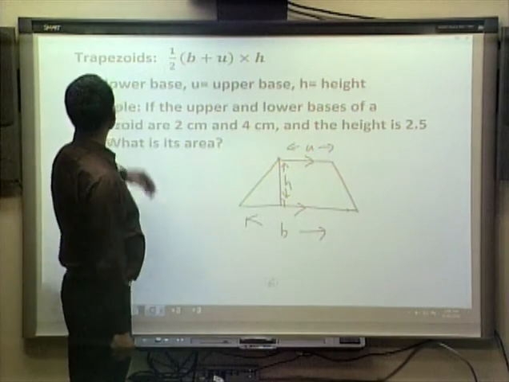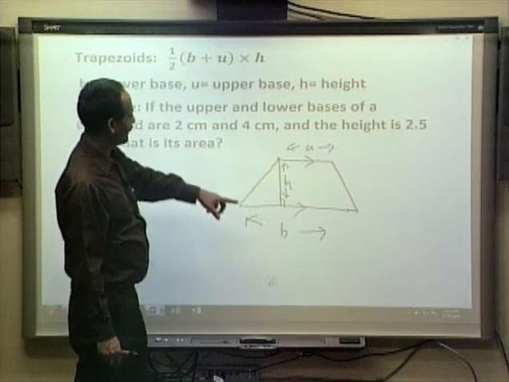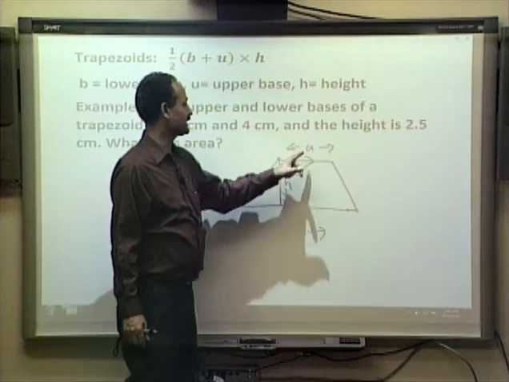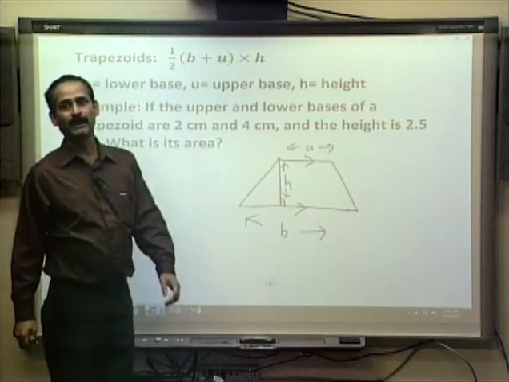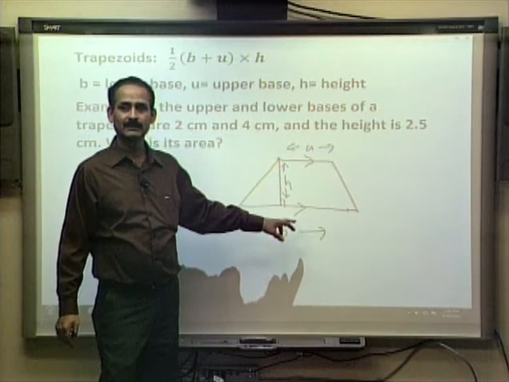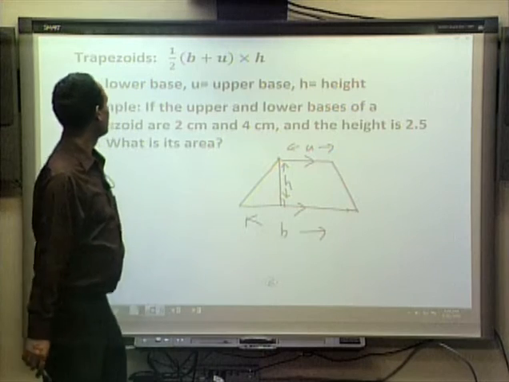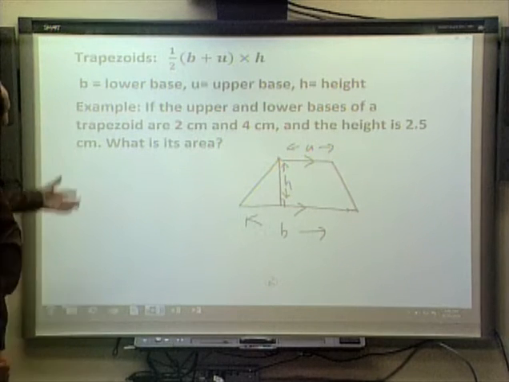In this situation, the area of a trapezoid is given by half the sum of the lower base and the upper base, multiplied by the height. So, we add the upper base with the lower base, take half of the sum and multiply by the height. So, let us look at this example.